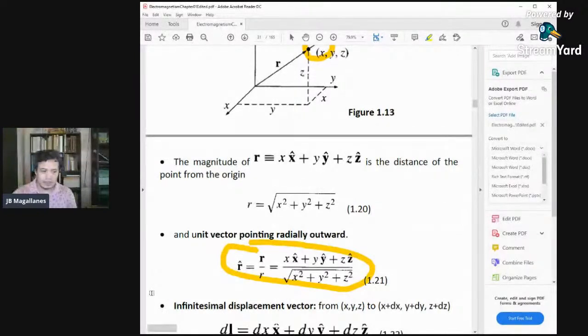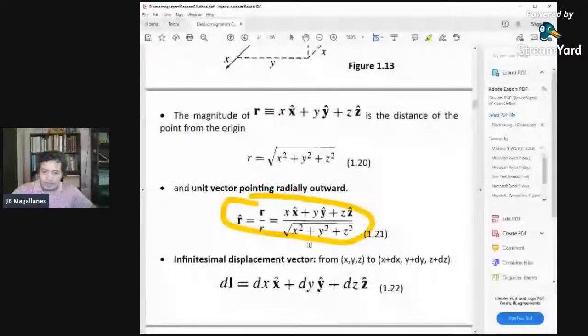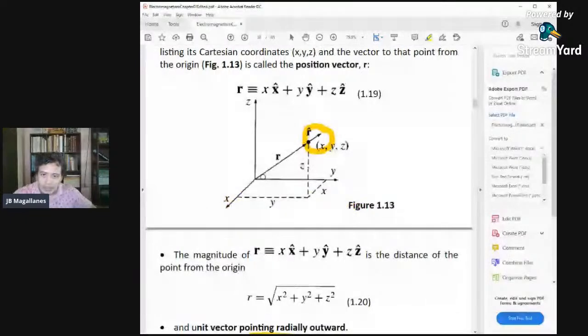So this is the unit vector associated with r. This has the same direction as r, but the magnitude is 1.